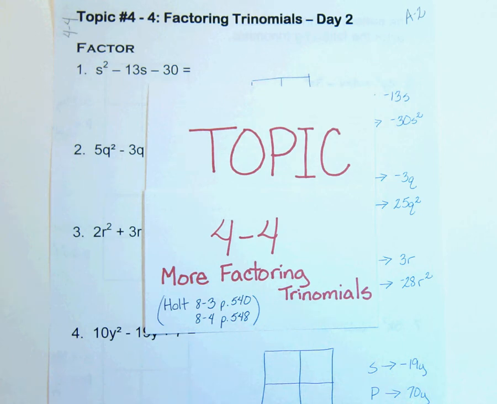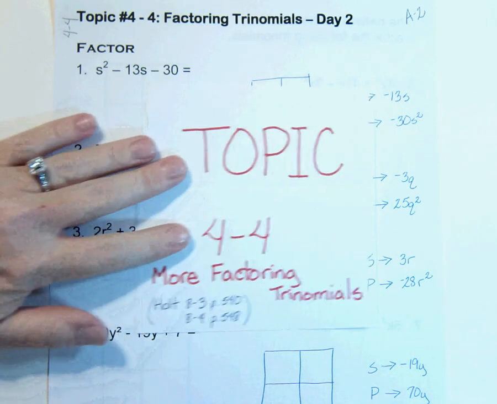Topic 4-4, Factoring Trinomials, Day 2. This is more about factoring. It can be referenced in your whole textbook in Chapter 8, Section 3 on page 540, and Section 4, page 548. Alright, we're going to do some more with the box method.